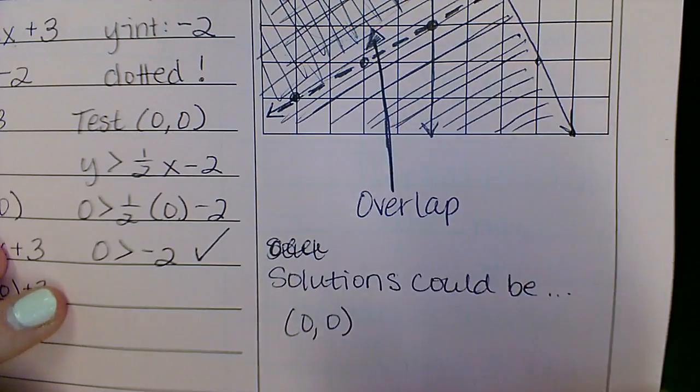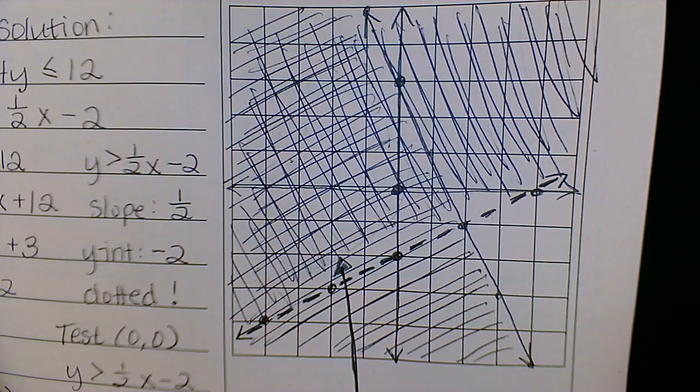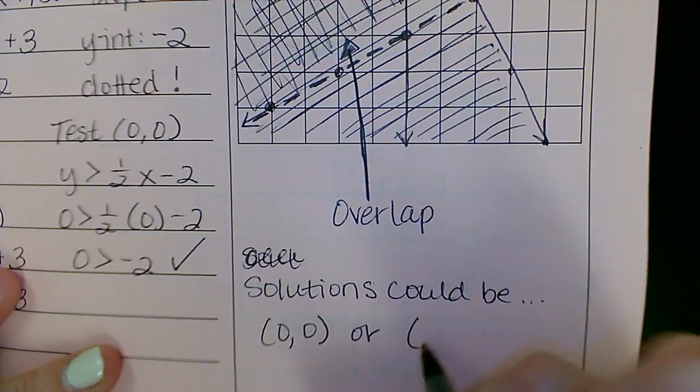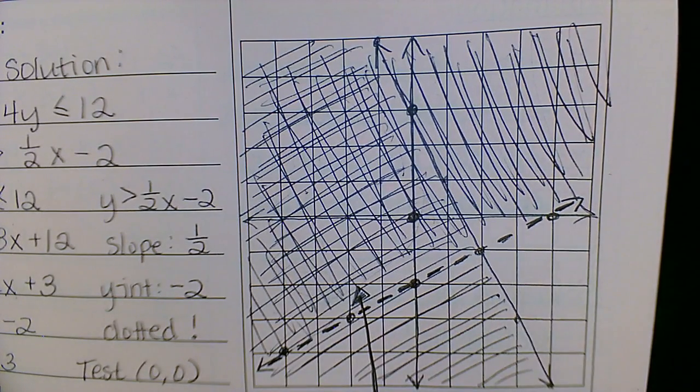It could also be, does anyone want to suggest a point that it could be? Who's going to raise their hand? Sarah, yes, what's another point? Yes, -1, 1 could also be a point. -1, 1 is right here. That's in the shaded overlap.